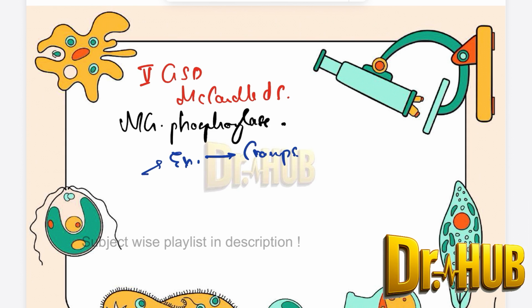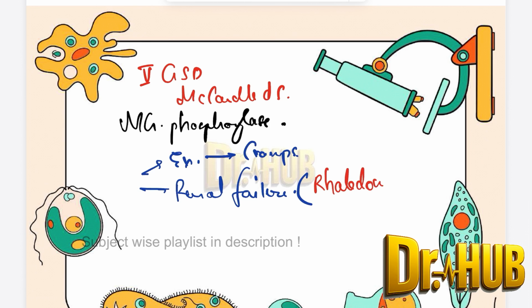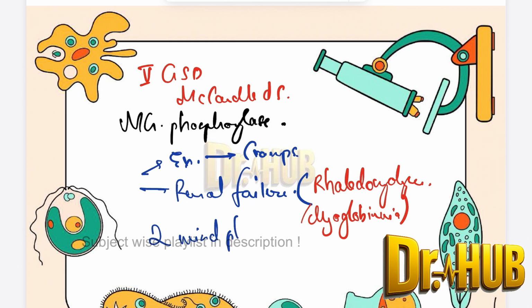Next, there is renal failure due to rhabdomyolysis and myoglobinuria, so in McArdle's, renal failure can be seen. Next is something known as the second wind phenomenon, which can be seen in McArdle disease.